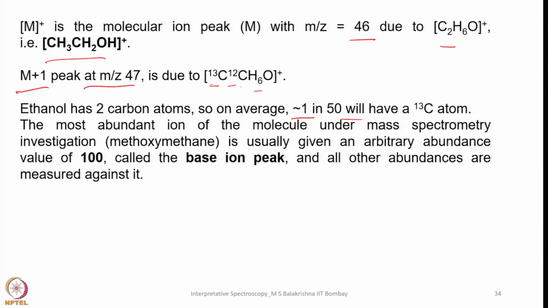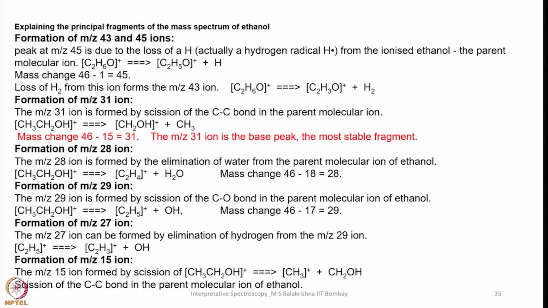The most abundant ion of the molecule under mass spectrometry investigation is usually given an arbitrary abundance value of 100. That's called the base ion peak, and all other abundances are measured with respect to the base ion peak. Okay.